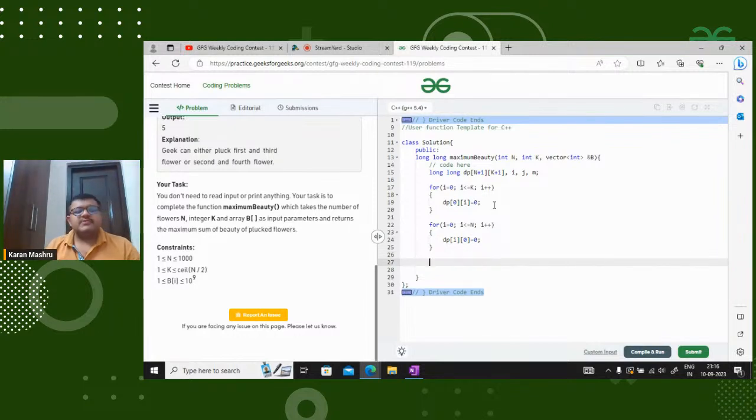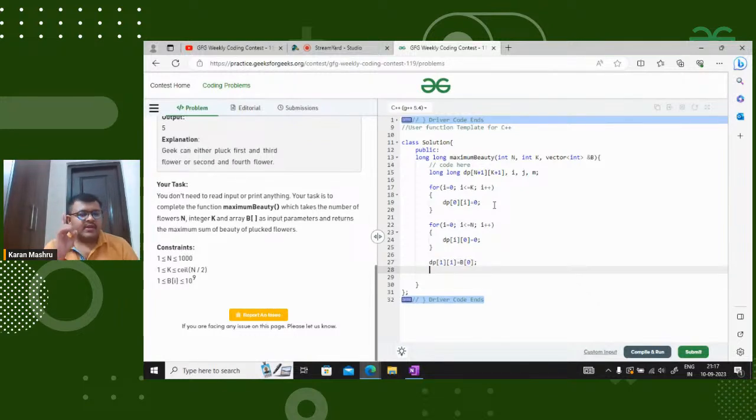Also one more thing which we need to fill is that if we have only one flower, right? Or one more base case would be if we need to pluck only one flower, it would be the maximum beauty flower considered till now. So basically dp of 1 comma 1 would be b of 0, because if we need to pluck one flower and there is only one flower, then only that would be plucked.